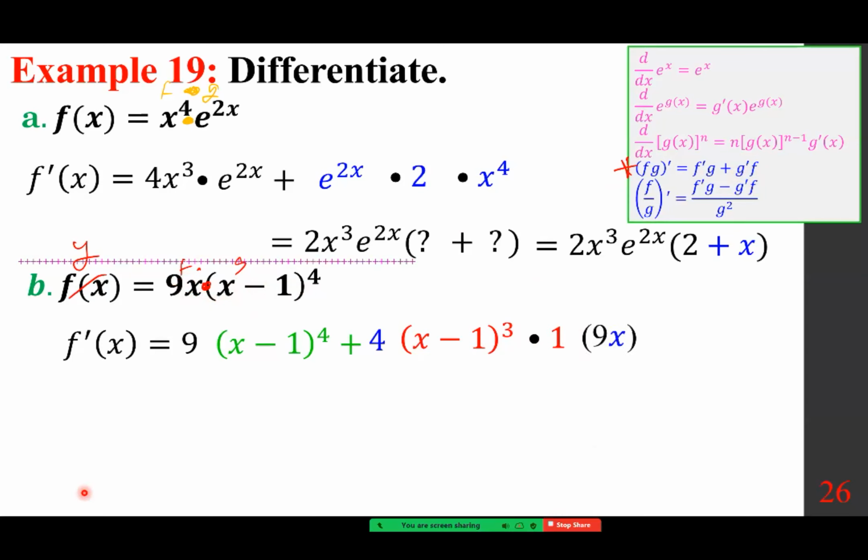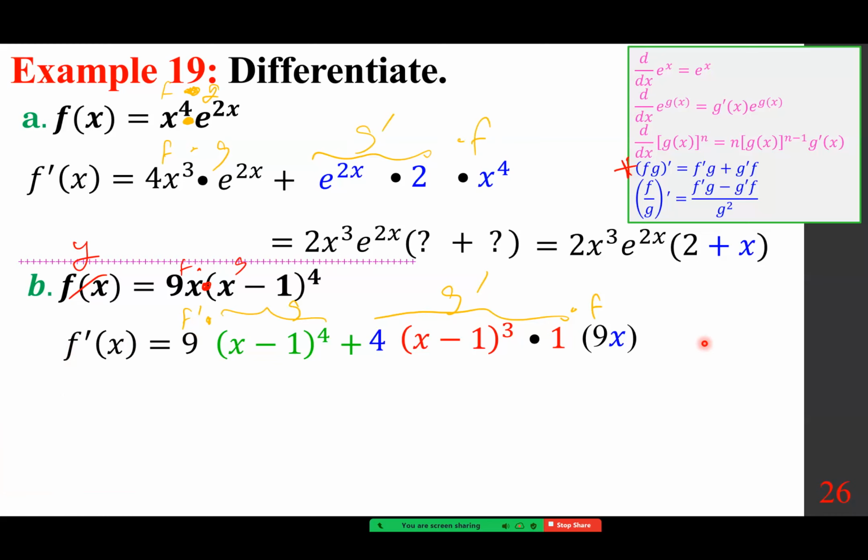Just to make sure we are okay with this, let me write that. This is f prime g. This is g prime f. This was f prime g. This was g prime f. And so we're done with calculus, we're done here.